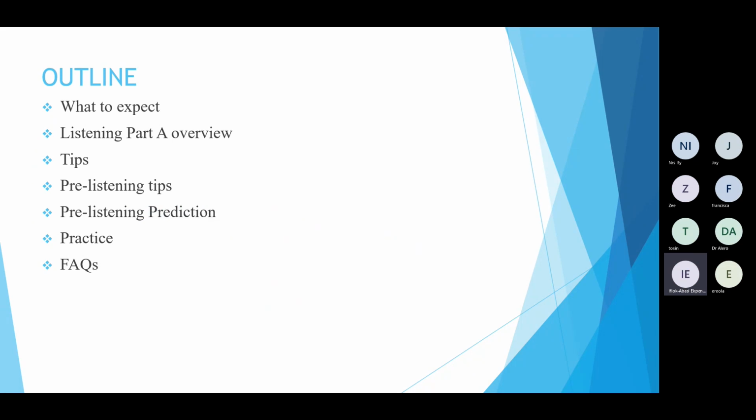All right. So walking us through this outline, what you need to expect when you're going for a listening part A class, we'll also walk through the listening part A overview, the tips you need to answer your questions, and then the pre-listening tips as well as pre-listening prediction, and then we'll have a short practice. So at this point, if you don't have a writing material, I'd like you to get a biro or a pencil. After teaching for a while, we'll have a short practice, and then before we go into the frequently asked questions.